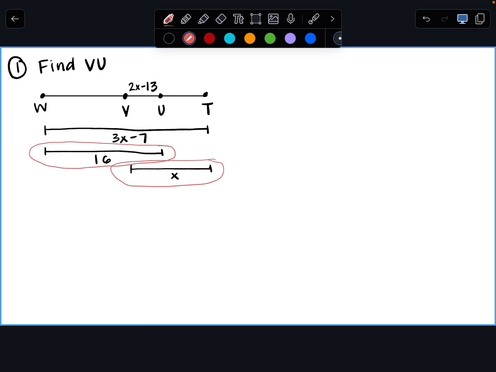2x minus 13, because if I leave it just 16 plus x, 2x minus 13 would be in there twice because those segments overlap. So I need to subtract it once. So this will be my equation. 16 plus x minus, and now because this is an expression, I need to put it in parentheses, 2x minus 13, equals 3x minus 7.